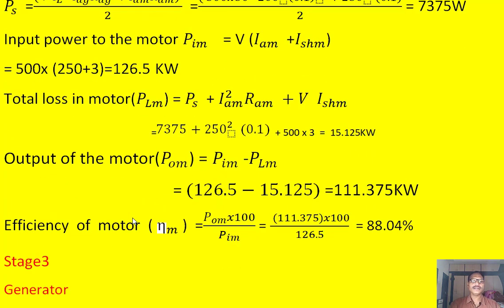So now we can calculate the efficiency of this motor. That is POM divided by PIM into 100. That is 111.375 divided by 126.5 into 100, which will give us 88.04 percent.